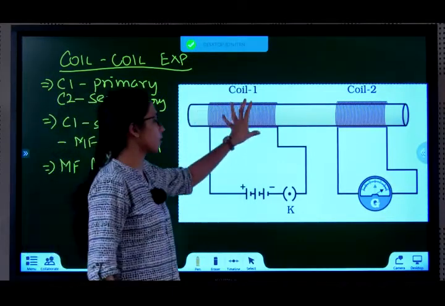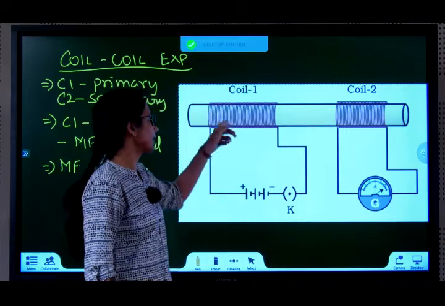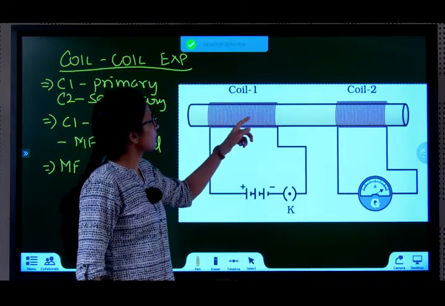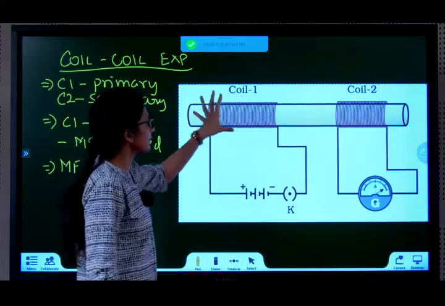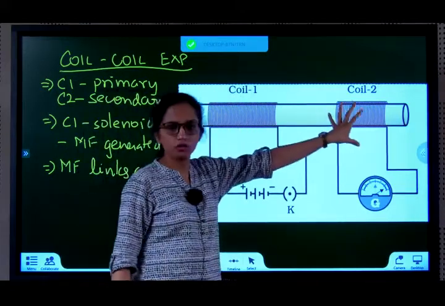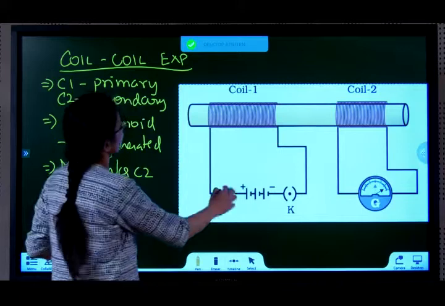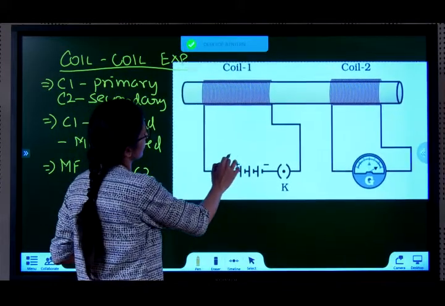Coil 1 behaves as a solenoid because, as you switch on current, this being cylindrical, it behaves as a solenoid. When you switch on current, it generates a magnetic field around it. This magnetic field itself will link with coil 2, obviously. So now let's understand the observation of this experiment.